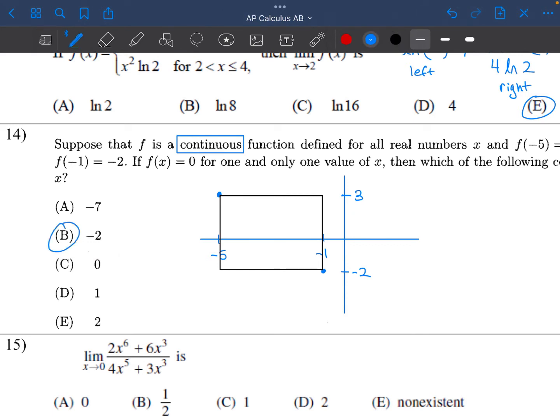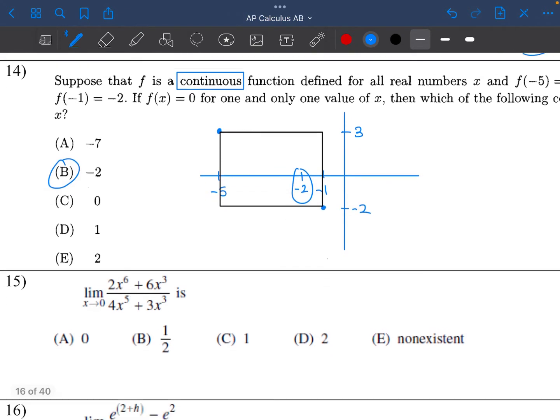So the correct answer was B because -2 was the only value that is inside of our, I don't know if there's a name for this, I'll call it the IVT rectangle.